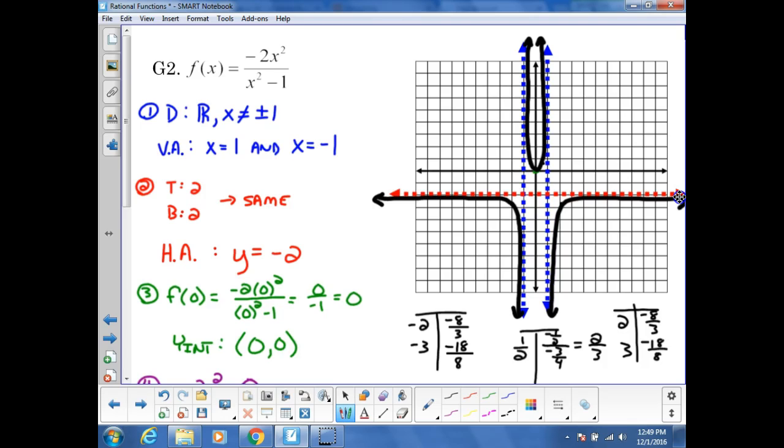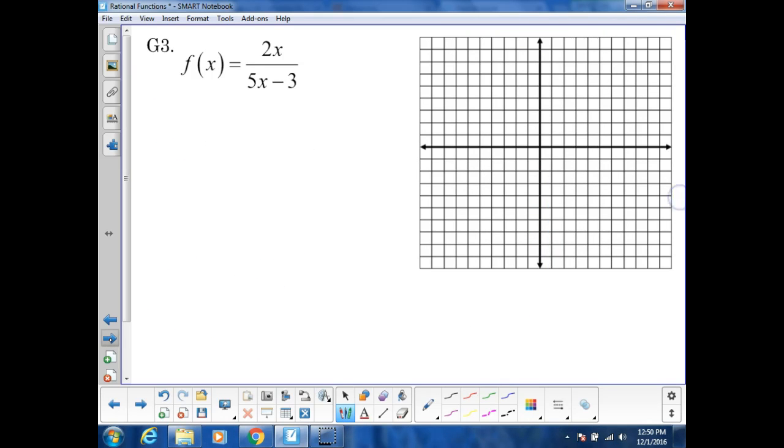Okay? Go for it. Alright, so domain: all the numbers in x. And then here, that means my vertical asymptote is x equals 3/5.